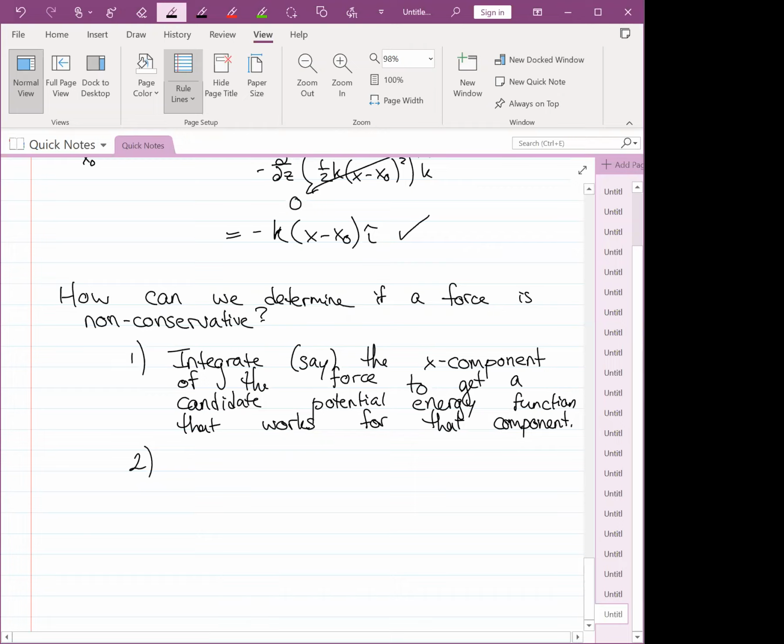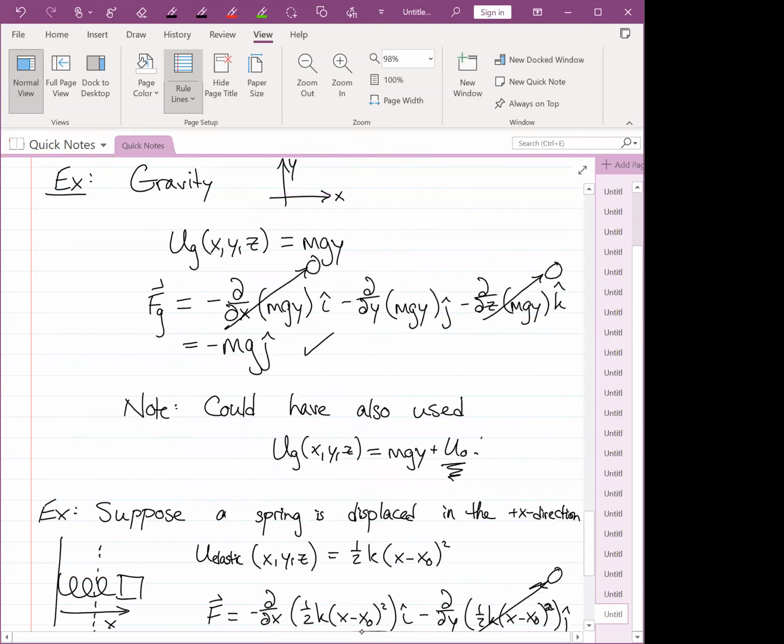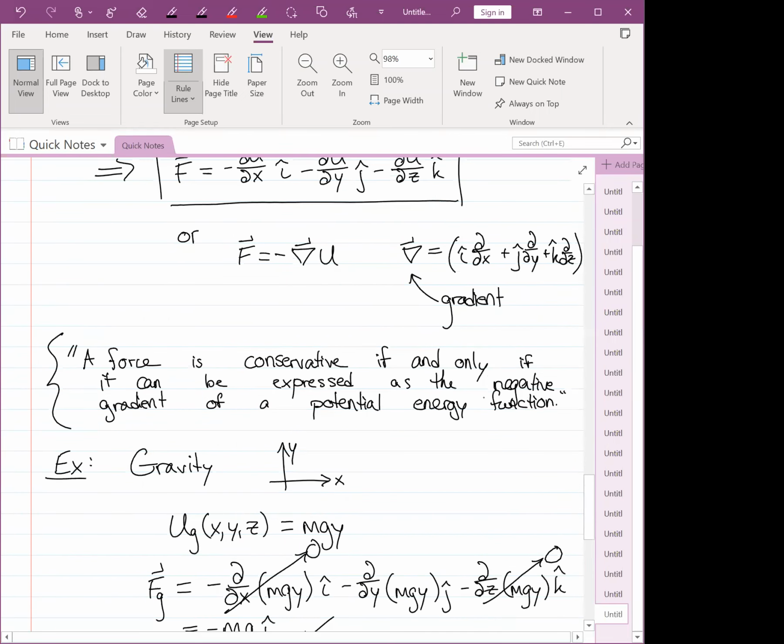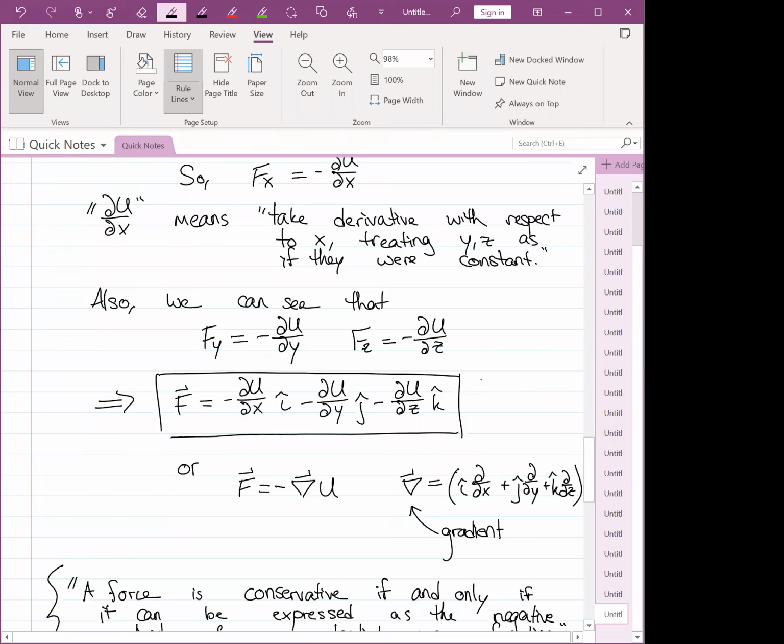Step 1, we know we have to try to undo a derivative, so we're going to integrate. Basically, we want to come up with a potential energy that satisfies this force. We want to try to come up with that potential energy.